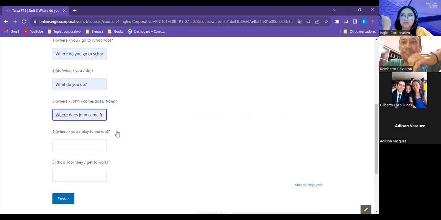The name of the country, right? From El Salvador, from Peru, from United States. ¿De dónde viene? ¿El lugar? ¿De dónde? Probablemente nació. ¿De dónde nació?